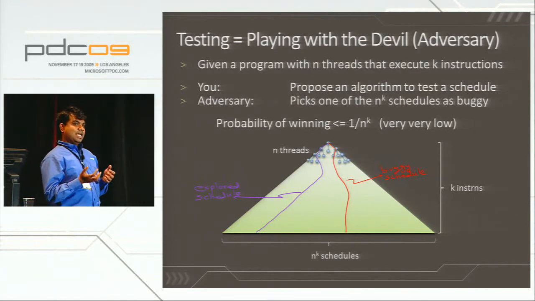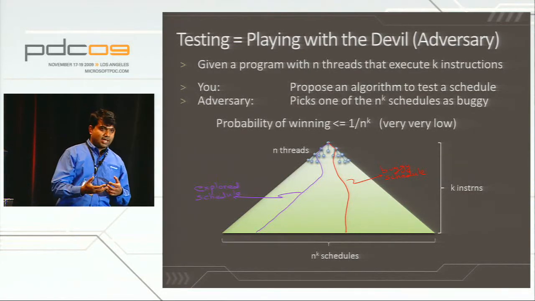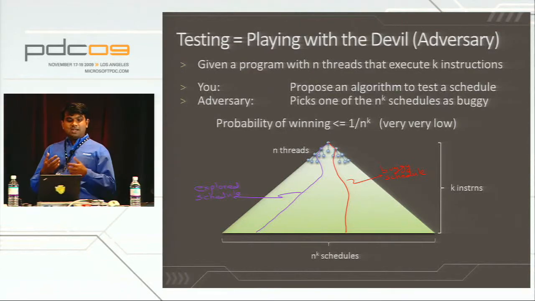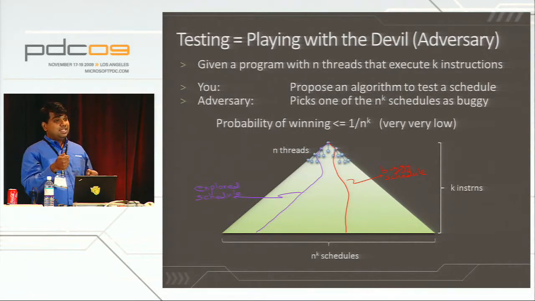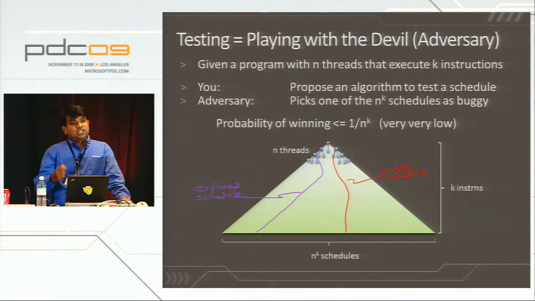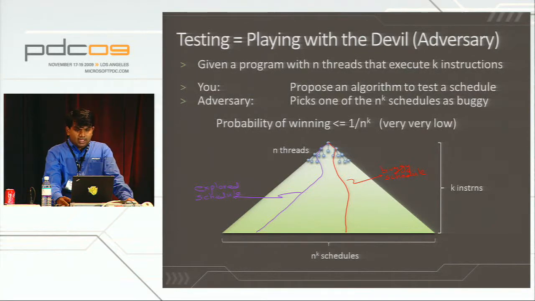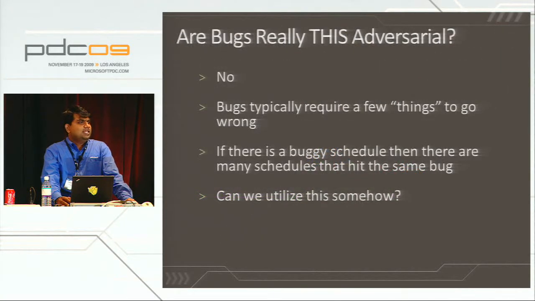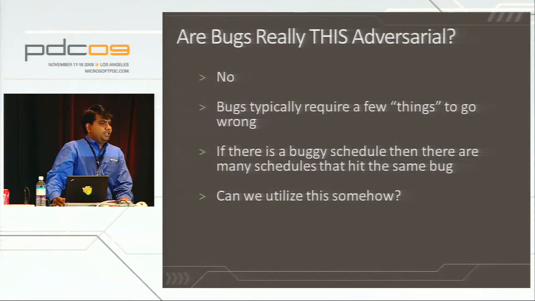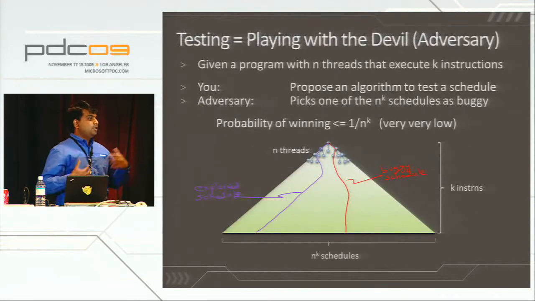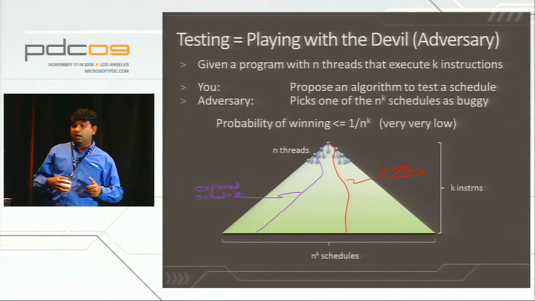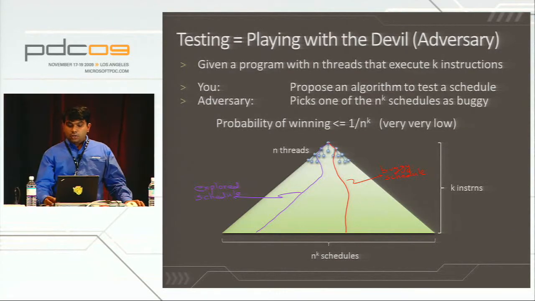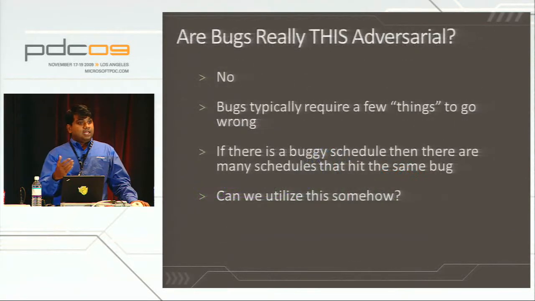So your best bet is to have a randomized algorithm. But even then, since the adversary can pick any schedule, the probability of you winning is 1 in n to the k, which is a very, very low number. The main insight is that real bugs are not this adversarial. The way people do current stress testing, where you try to randomize, has this problem, and that's why it doesn't do as well at finding bugs.